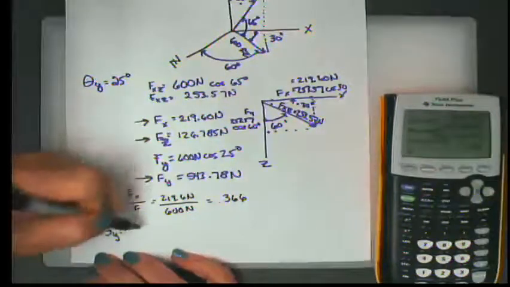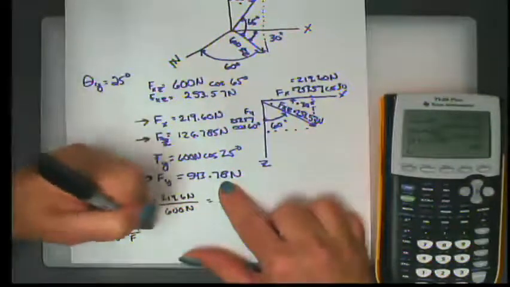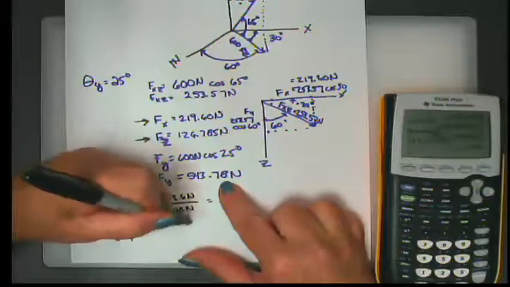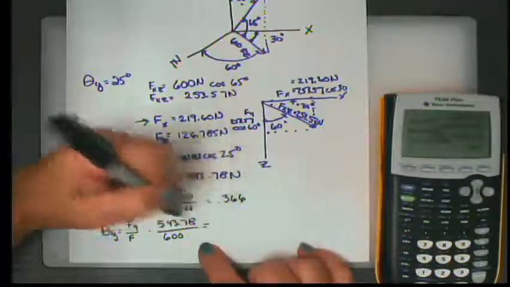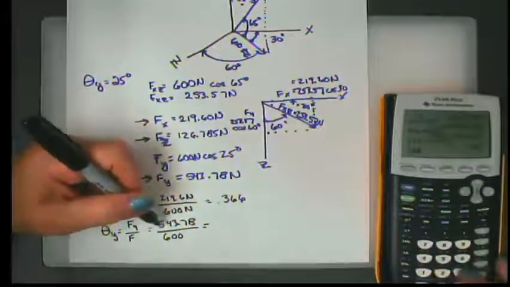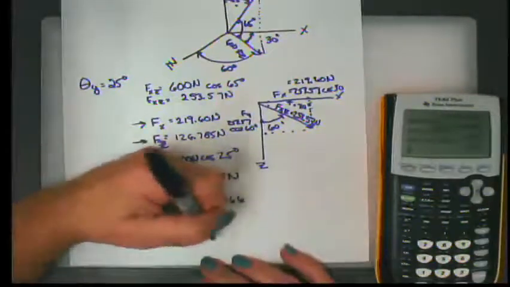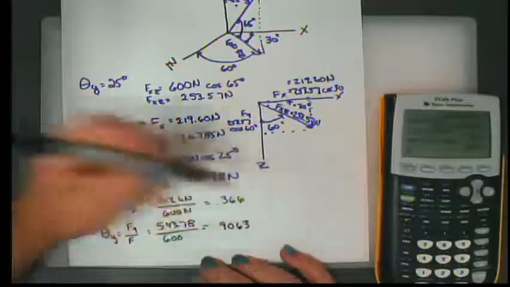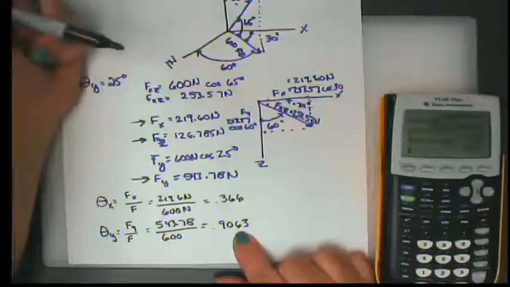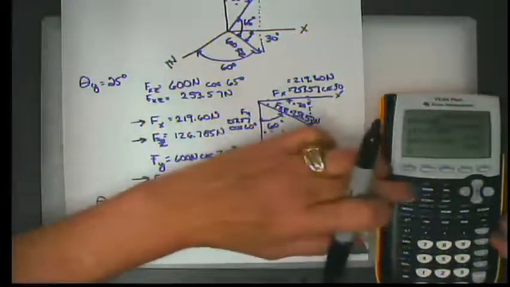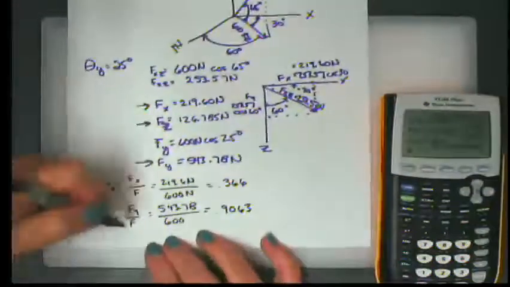Theta y is going to be equal to F sub y over F. My F sub y is 543.78 divided by 600 again, both in newtons. So if I take 543.78 and divide it by 600, it equals 0.9063, right? All right, now we also know that this should be the cosine of that angle, cosine of 25. So if I take the inverse cosine of that, do I get 25 degrees? Yes, I do. So everything checks out.